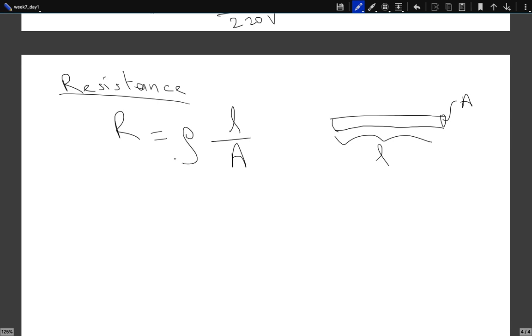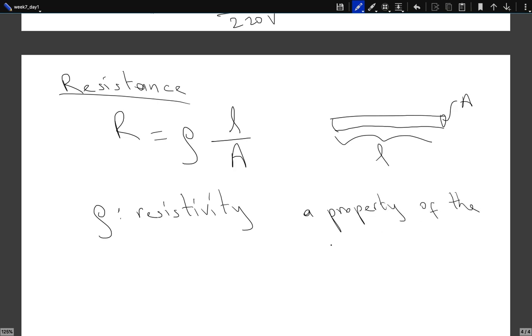And there is this proportionality constant. This is called resistivity. Now, this is a property of the material used. In fact, the temperature dependence of the resistance is due to the temperature dependence of the resistivity of the material. So rho changes as a function of temperature.